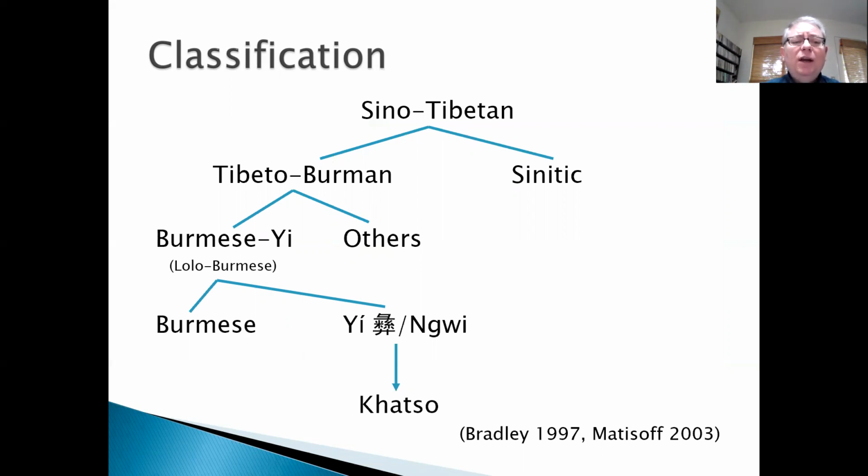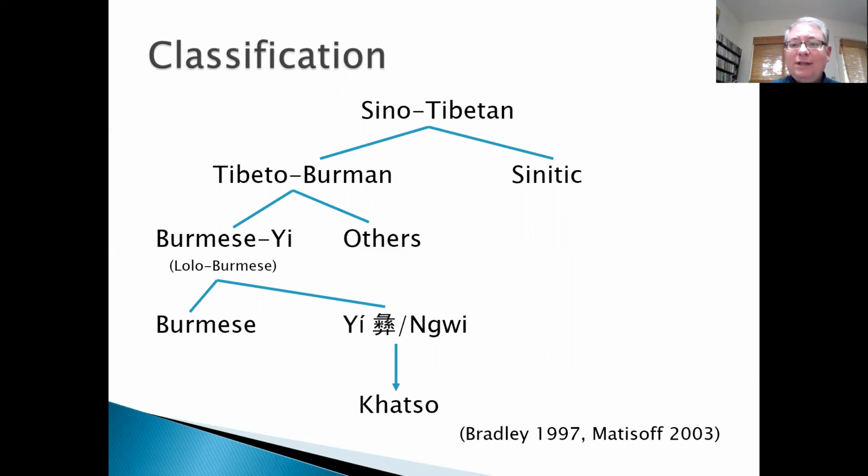Within the Tibeto-Burman branch, we've got the Burmese-Yi group. This was formerly known as the Lolo-Burmese group, but Lolo was considered pejorative, so it's not used anymore inside of China. Instead, those people refer to themselves as Yi, Y-I. Scholars often now refer to it as Ngui, which is a reconstructed form of the word Yi. And Khatso belongs to this branch.